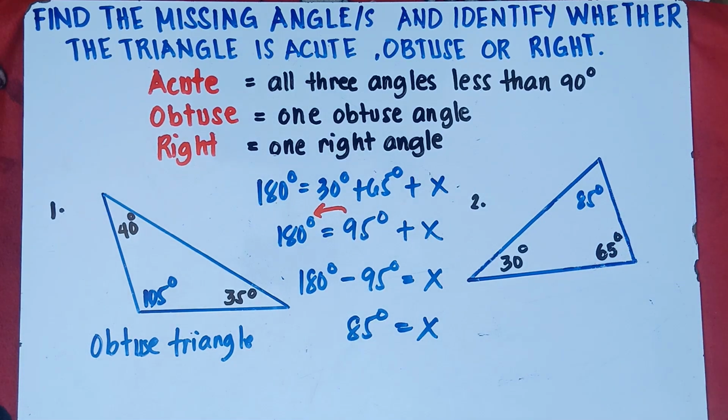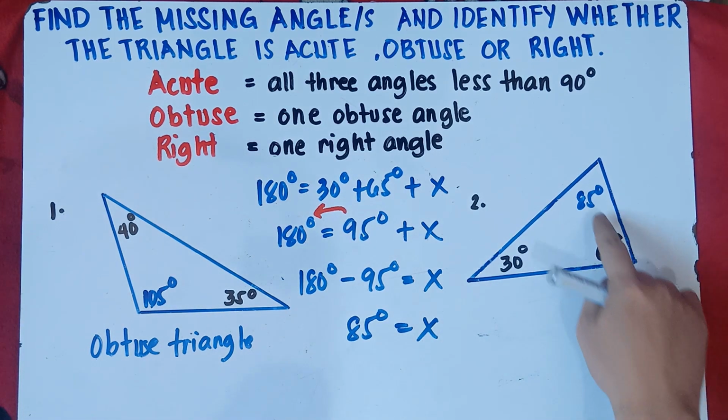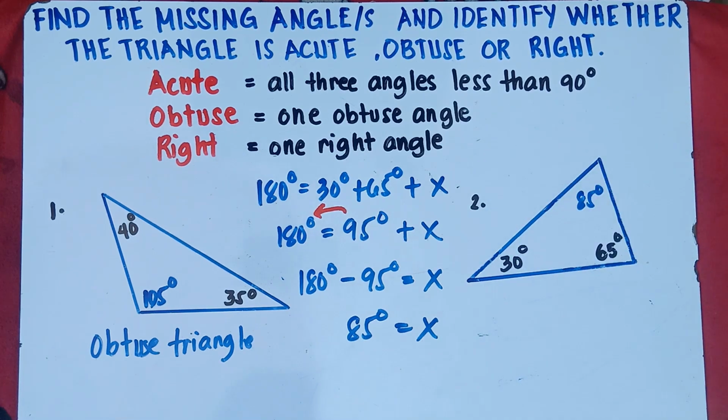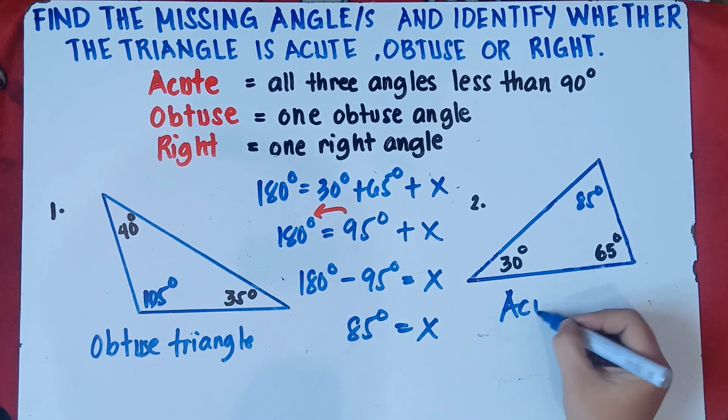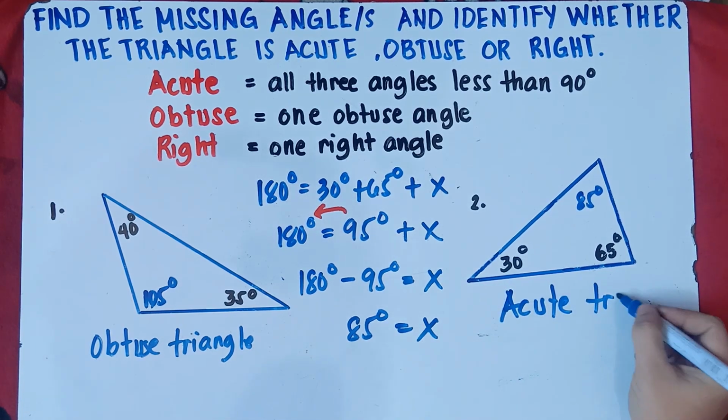Alright, now is 85 an acute angle? Is it a right angle or obtuse angle? That's correct. 85 is an acute angle. So we have 3 acute angles less than 90 degrees. Therefore, this triangle is an acute triangle. That's it, class. Easy, right?